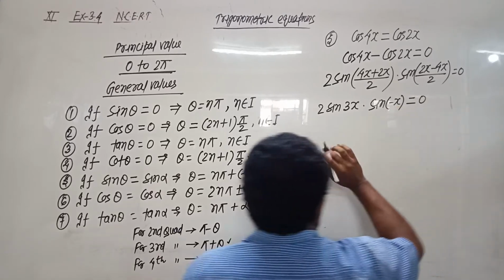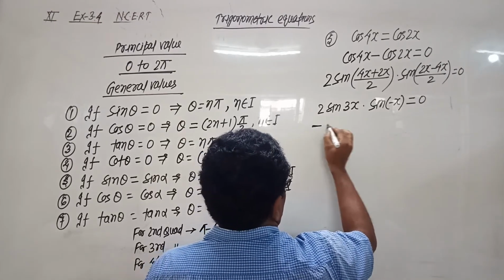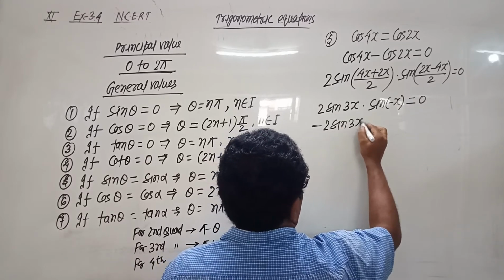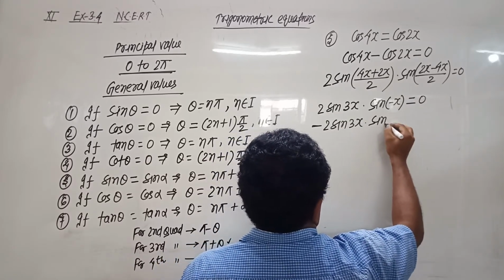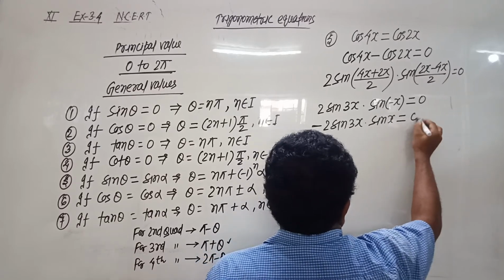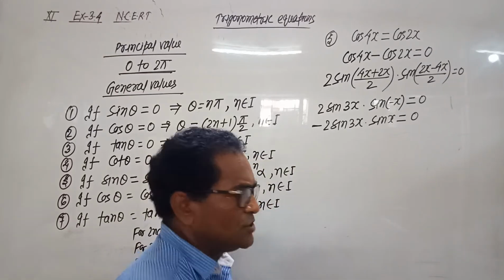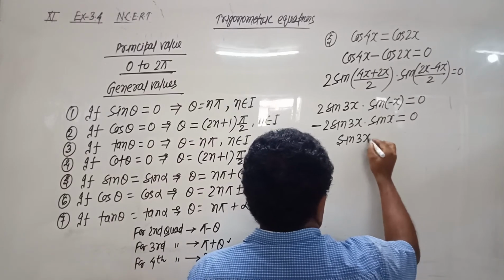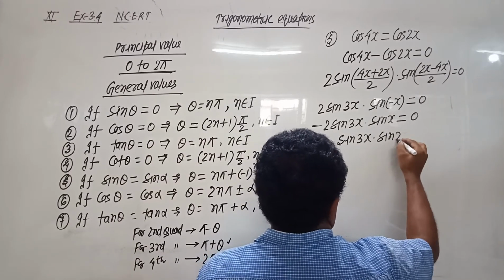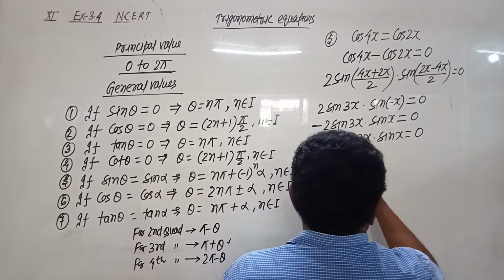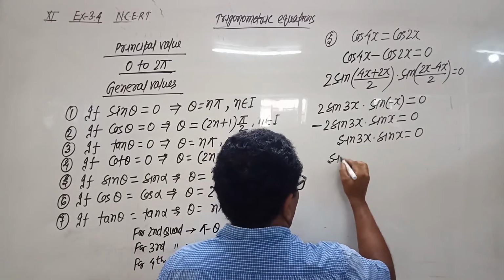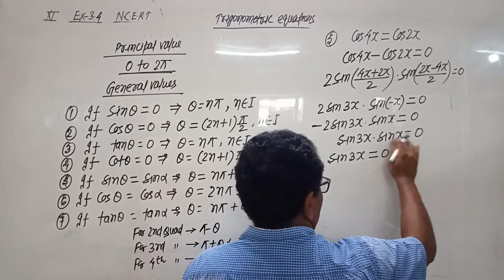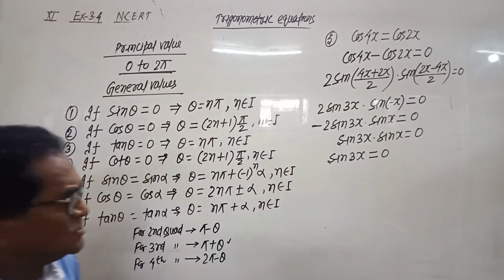And we know sin minus theta is minus sin theta. So minus 2 sin 3x into sin x equals to 0. This minus 2 becomes 0, and it becomes sin 3x into sin x equals to 0. This implies either sin 3x equals to 0 or sin x equals to 0.